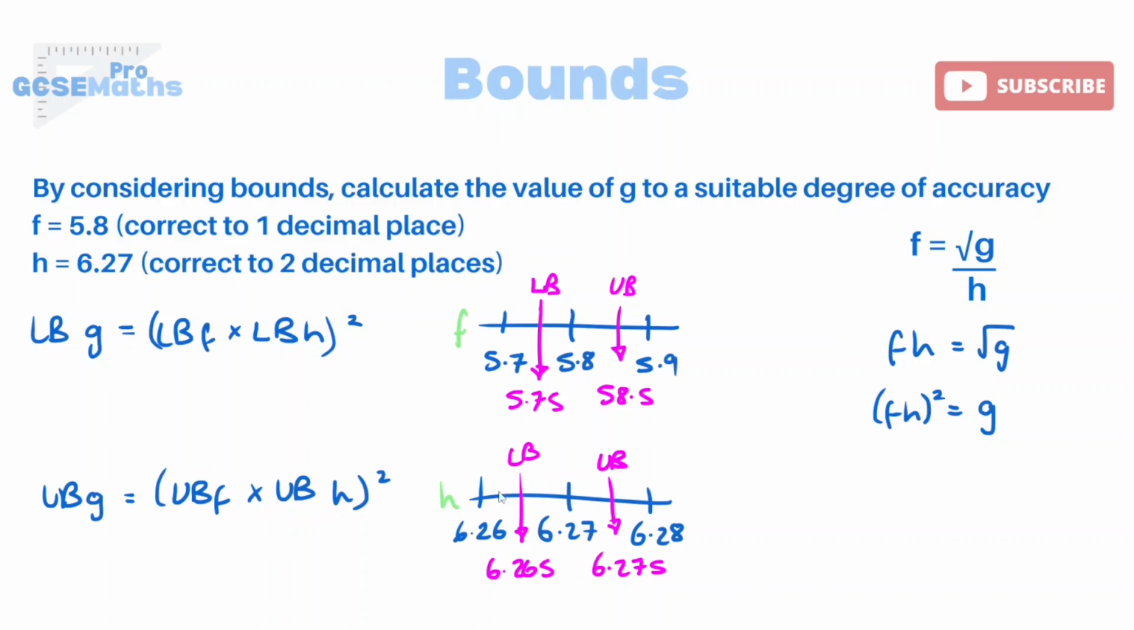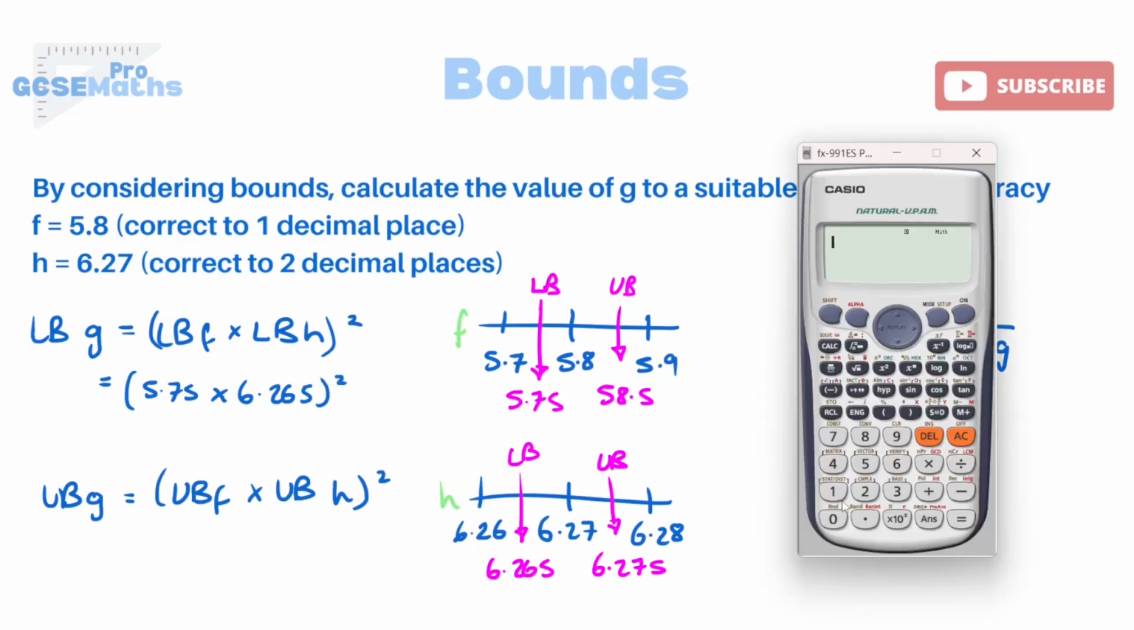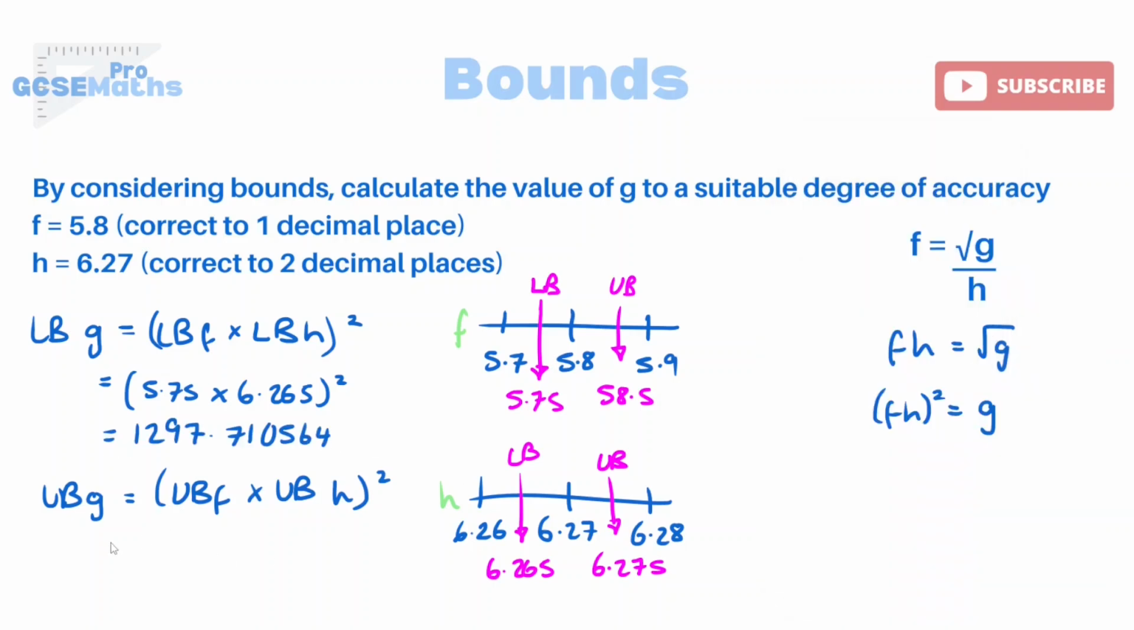We're now just going to chuck them into our formulas. So the lower bound of g is the lower bound of f, which is 5.75, times by the lower bound of h, which is 6.265, and then squared. Don't forget that you've got to square this one, which we will chuck in the calculator. Okay, I'm going to write down pretty much all of those decimals just so that when I go to choose how to round at the end, I can compare everything. So I've got 1,297.71.